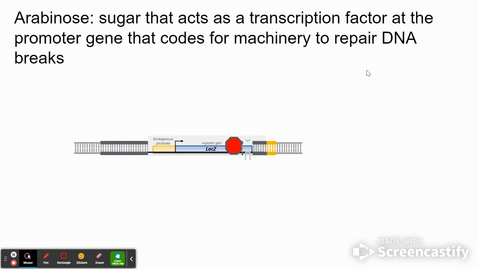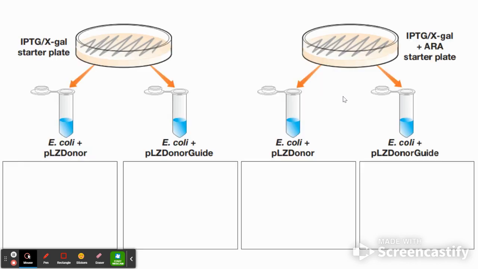E. coli bacteria that has been exposed to arabinose sugar in its environment will be able to do the transcription and the translation needed for that repair machinery. So when I think of arabinose, I'm going to think of it as glue. It's not actually repairing it, but it's going to help with that whole process where we can take the cut ends and make it all one continuous strand of DNA again. Arabinose is sometimes abbreviated ARA. So if you see ARA on your plates, that's what that's referring to.